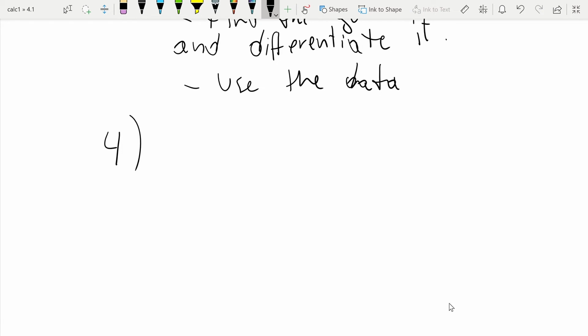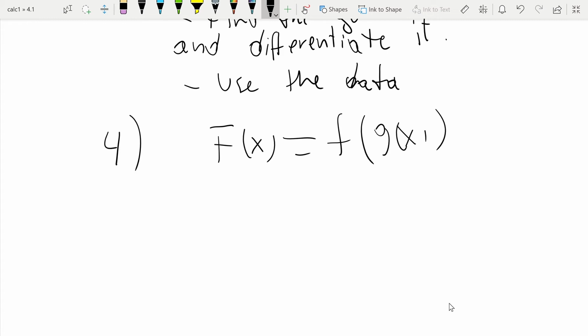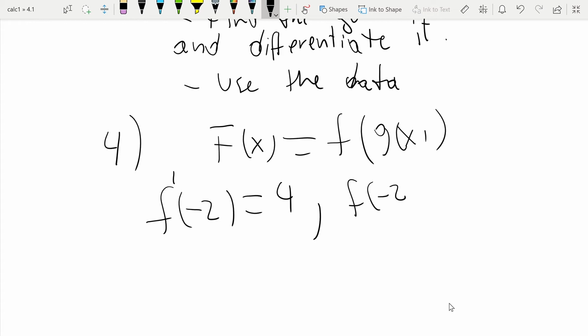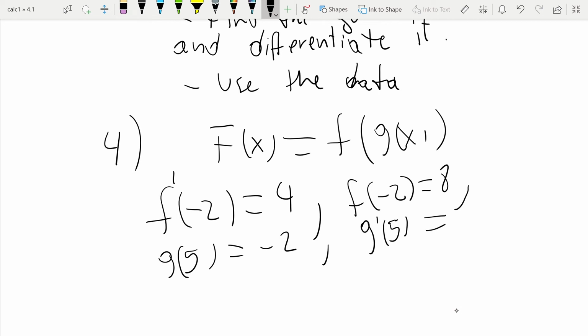And one of these questions could be something like F of x. You're given a function that's defined as the composition of two functions, f and g, and you're given information such as f prime at minus 2 is equal to some quantity, say 4. F at minus 2 is equal to 8, say. G at 5 is equal to minus 2. G prime at 5 is equal to 6.